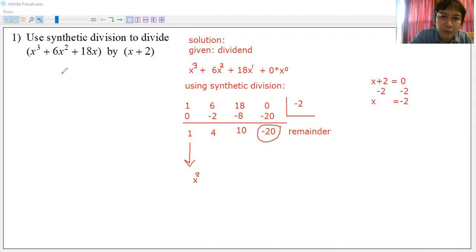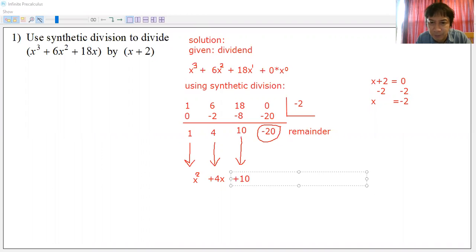Now, the 4 will be going here, and that will be plus 4, and then it will be x to the first. So that will be 4x. And then the next one, the number 10 will be the coefficient of x to the 0. That means it remains a constant. So the next term there will just be plus 10.